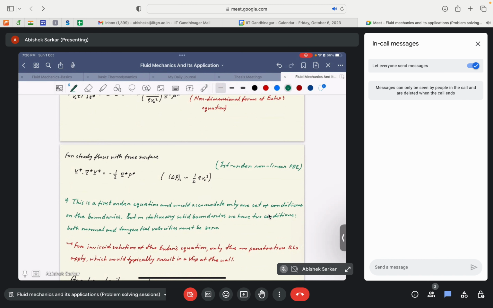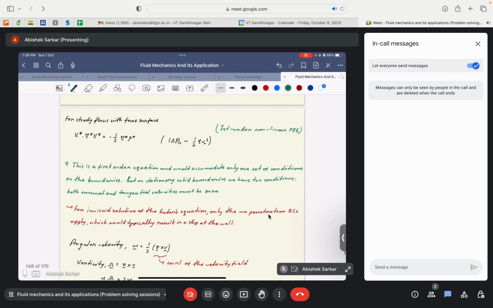And since the order of the equation has changed, the equation will not be able to satisfy both sets of boundary conditions, right? So now it will only satisfy one set of boundary conditions, and in this context, it will satisfy only the no penetration boundary condition. That is, the velocity normal, perpendicular to the walls, is 0. There is no flow through the wall. The walls are not porous. If the walls are not porous, then there is no flow through the wall. So the no penetration boundary condition is satisfied. This is basically V dot n cap at the wall is equal to 0.